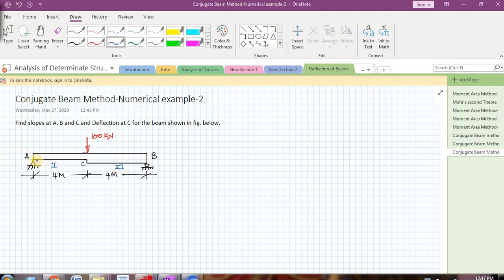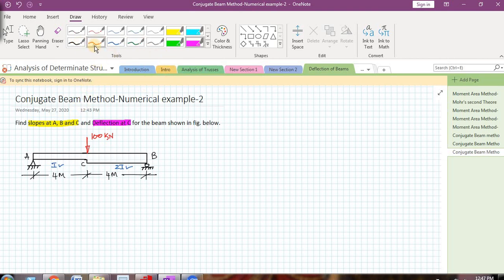Now I have taken this example wherein it is a beam of a span 8 meters total. The beam has two segments, A to C and C to B. A to C has a moment of inertia of I only, you can see here, and C to B is having a moment of inertia of 2I. We have a concentrated load of 100 kN which is exactly acting at the center of the beam. Now you have been asked to find what are the slopes at A, B and C and the deflection at point C. It's a very simple example. Let us quickly go through that.